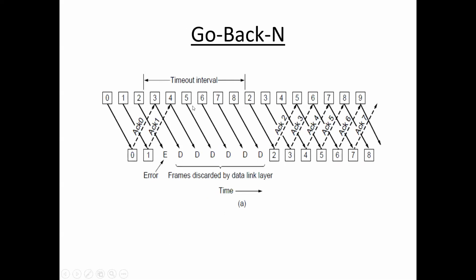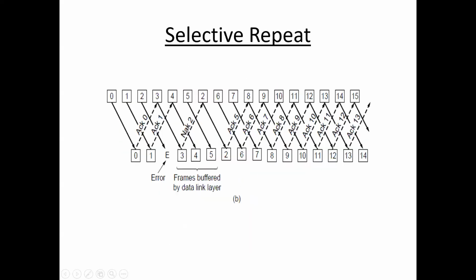See here, in go back N, 2 is in error, so 3, 4, 5, 6, 7, 8, the subsequent frames after the corrupted frame, are retransmitted. But in selective repeat, 2 is in error and 3, 4, 5 are received by the receiver. Since 2 is in error, retransmit only that frame. Here 3, 4, 5 are not transmitted once again. That is the difference between go back N and selective repeat.